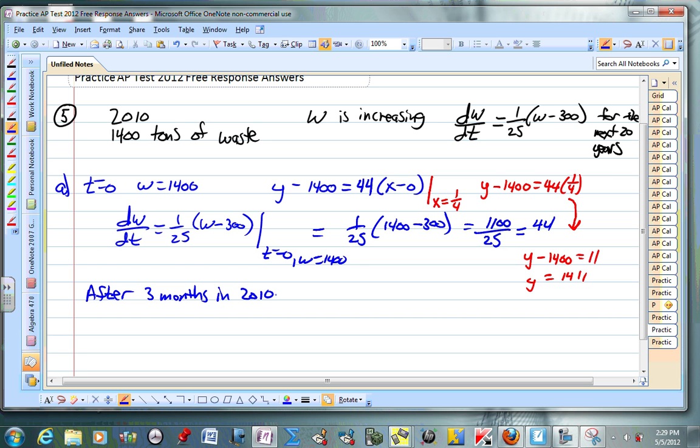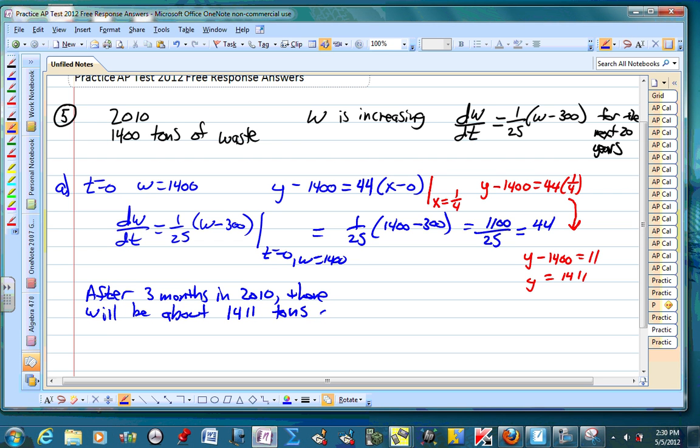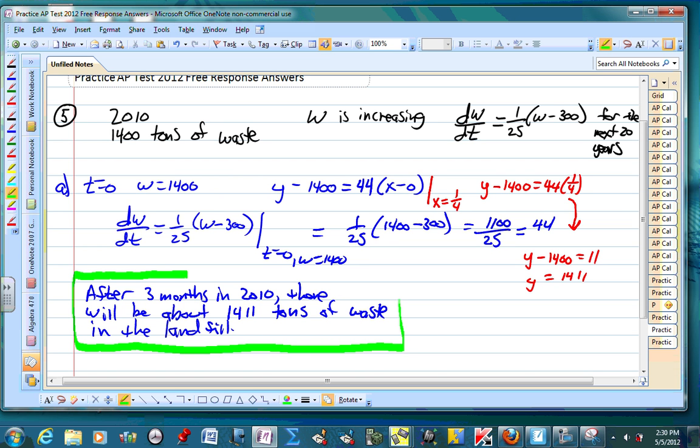So after 3 months in 2010, there will be about 1,411 tons of waste in the landfill. If you think about it, in 3 months, 11 tons of waste were added. It's a lot of waste.